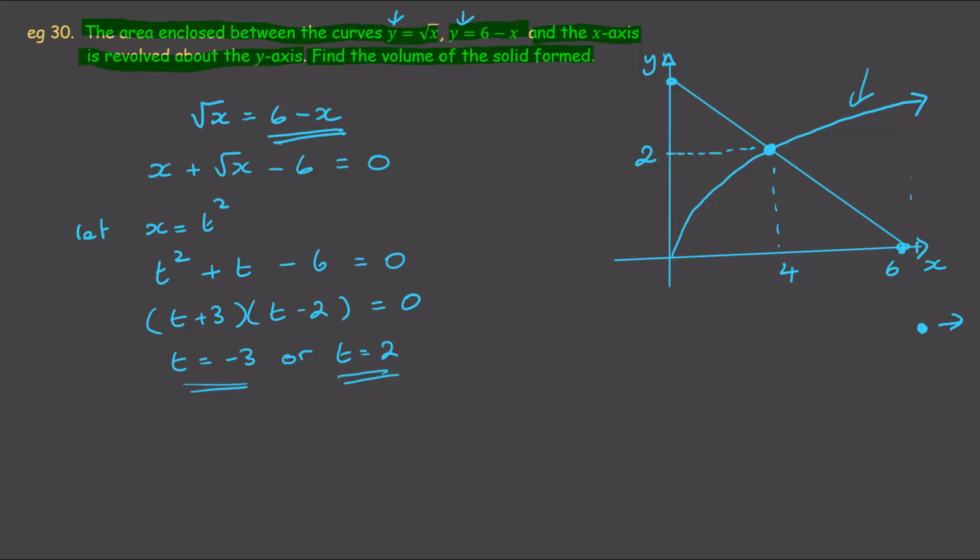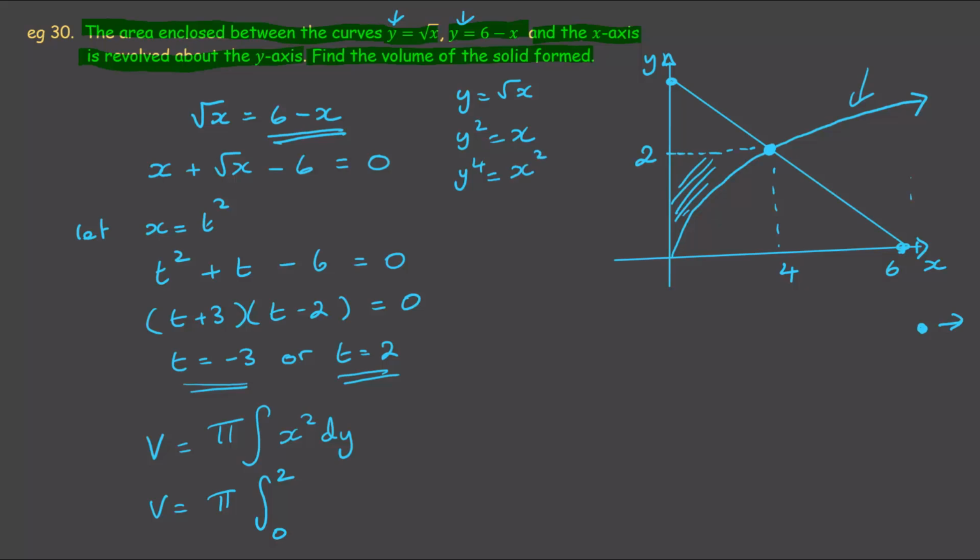So, remember that rotating around the y-axis, we get pi times the integral of x squared dy. So we're going to have pi times the integral from 0 to 2. Now here it's bounded by the root x. So if y is equal to root x, y squared equals x, y to the 4 is x squared. So this will be y to the 4 dy.